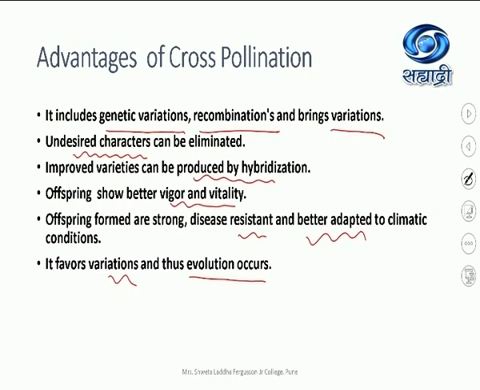Now suppose a question comes, what are the disadvantages? Of course, you will write exactly the opposite. Whatever were the advantages of self-pollination are the disadvantages of cross-pollination, and whatever are the advantages of cross-pollination are disadvantages of self-pollination. So I hope you have understood pollination, agencies of pollination, types of pollination, and advantages and disadvantages of both self and cross-pollination.